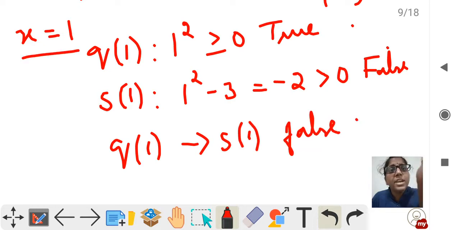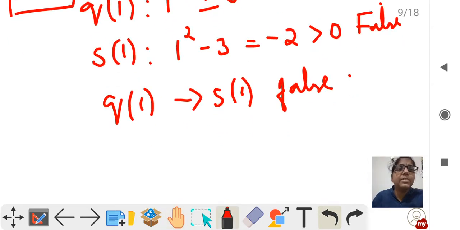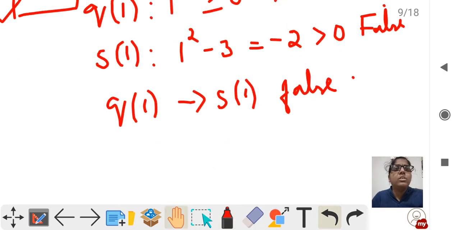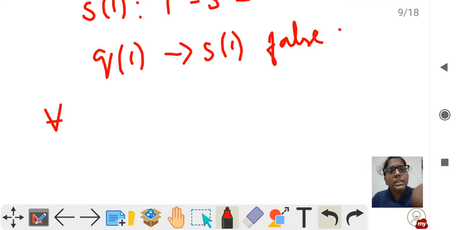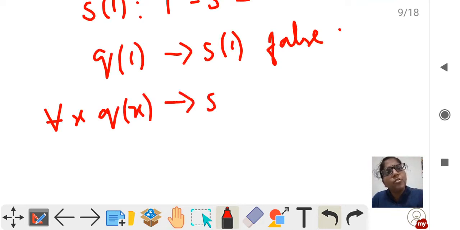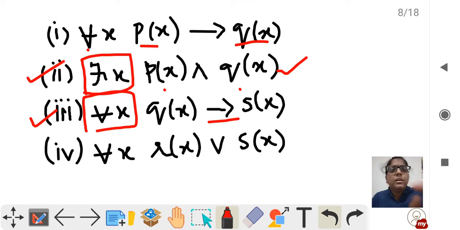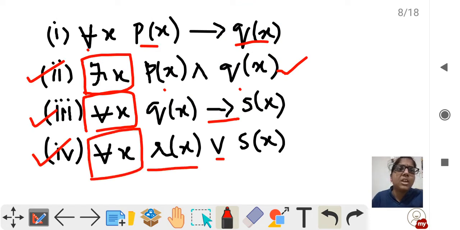So for every x we have to prove q of x implies s of x is a true statement. But we have here x is equal to 1. For x is equal to 1, this statement becomes a false statement, right? So for all x, q of x implies s of x is a false statement. Okay. So the fourth one is for all x, we have to prove r of x or s of x.